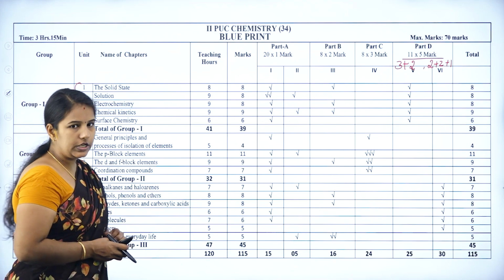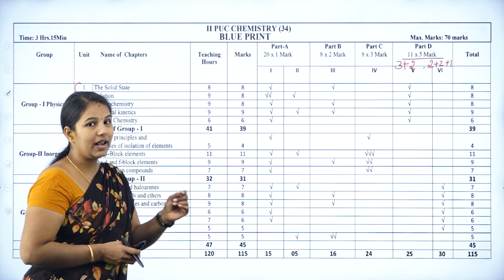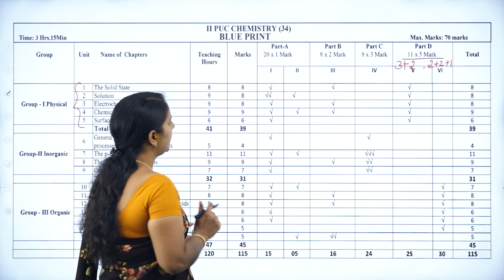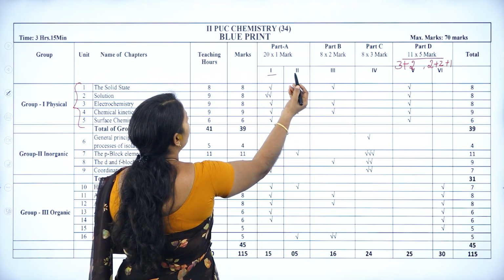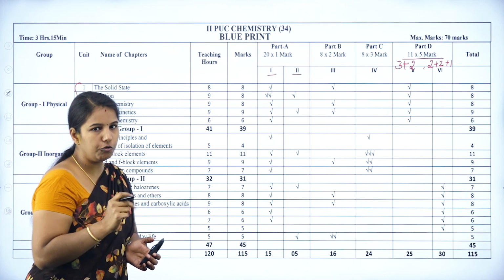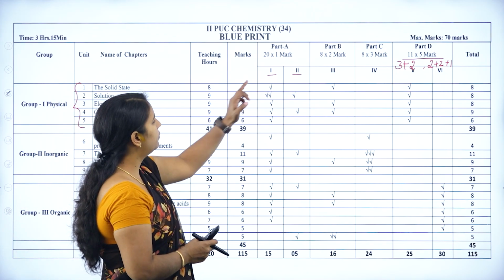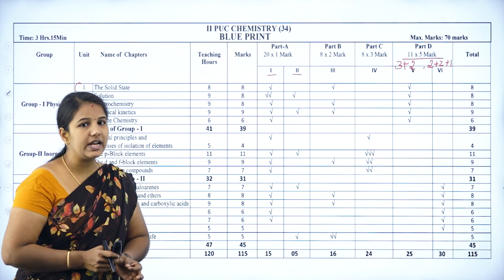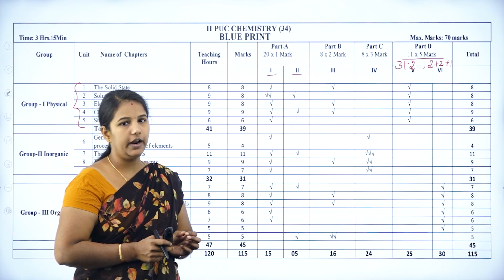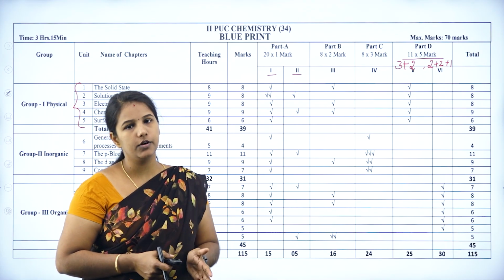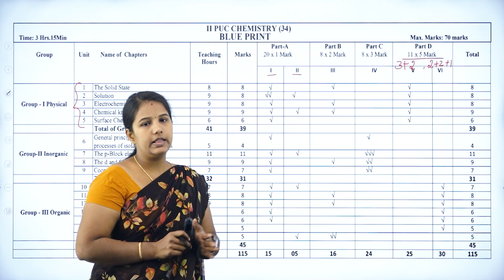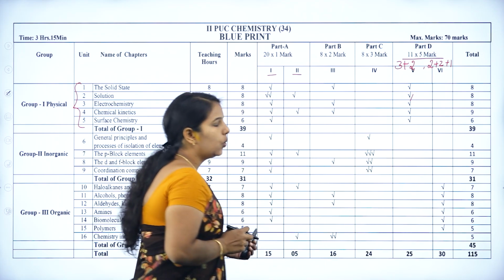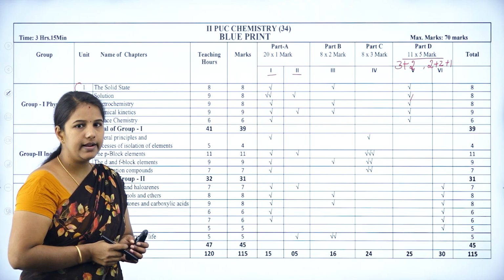Then coming to the solution unit, from this unit we can expect 8 marks. You can see that there are 2 questions in part A. Here we have divided part A into 2 blocks: one for the fill in the blanks and one for the choose the correct answers. In the choose the correct answers itself, from the solution unit we can expect 2 questions, and 1 question in the fill in the blanks. And coming to part D, we can directly expect a 5 mark question.